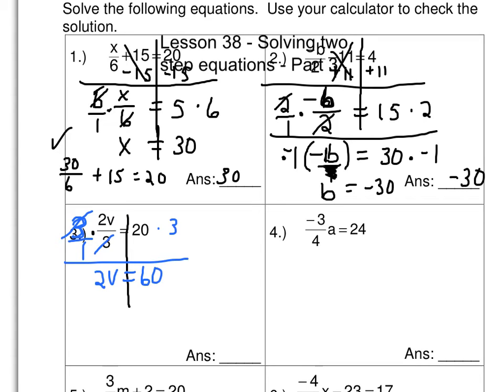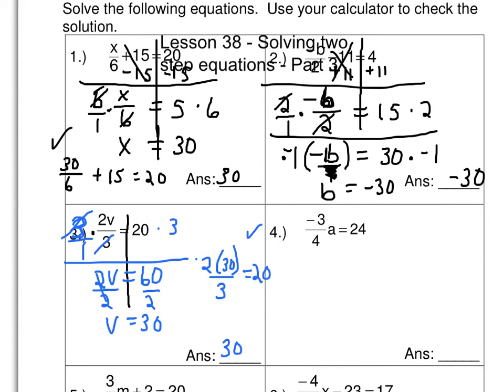Now this is multiplication, so now I have to do the opposite of that, which means I'm going to divide by 2 on both sides. So V is equal to 30. And I can check, I can do 2 times 30, my answer, which is 60, divided by 3, does that equal 20? And yes, that checks. So my answer is 30.